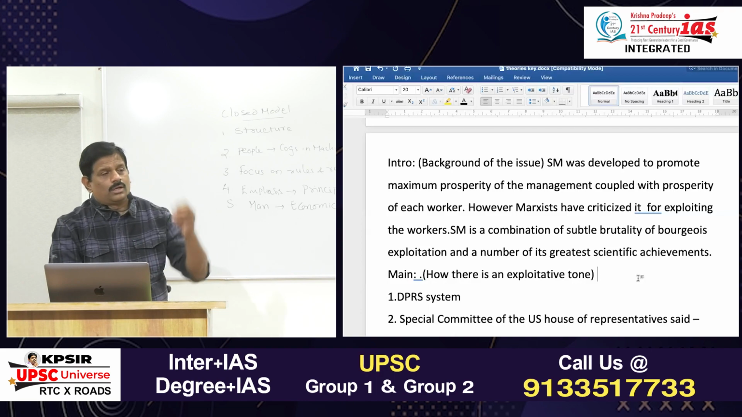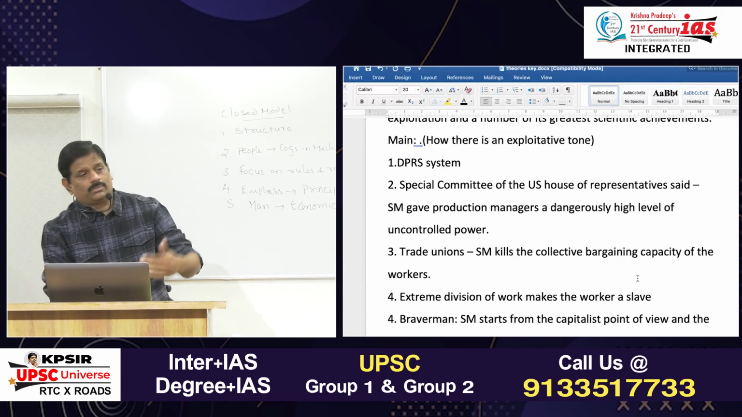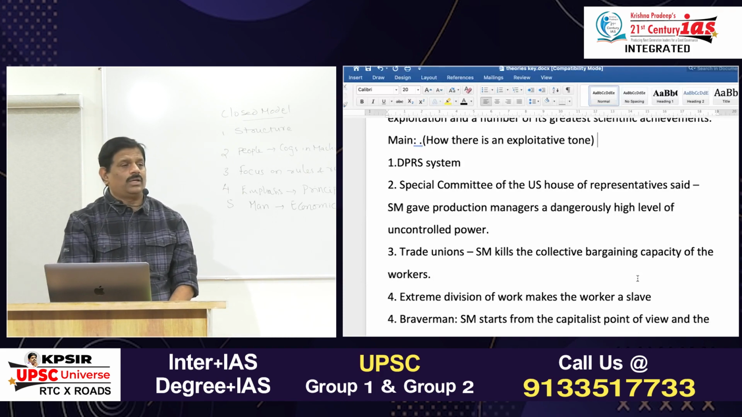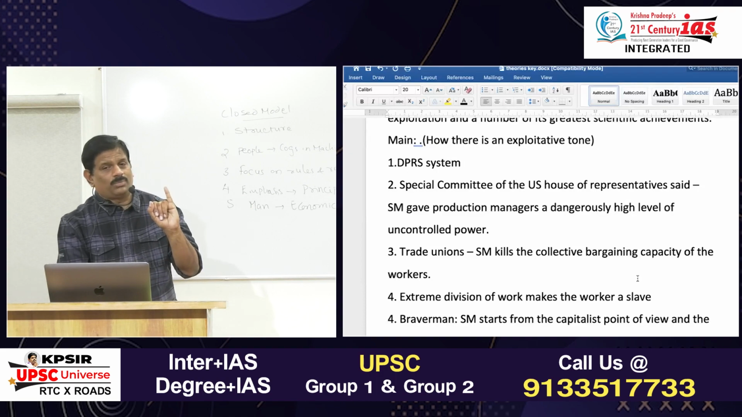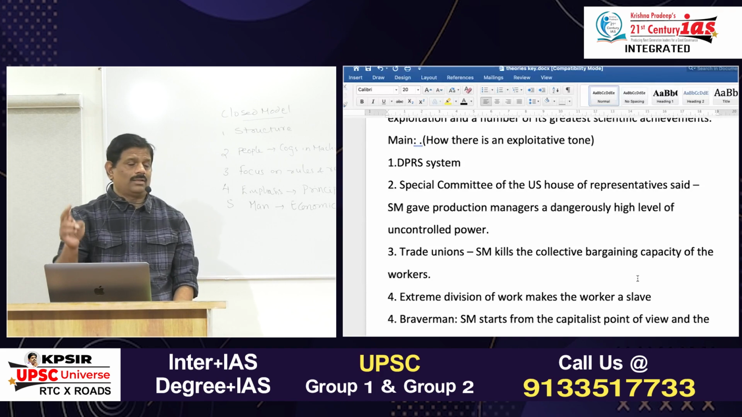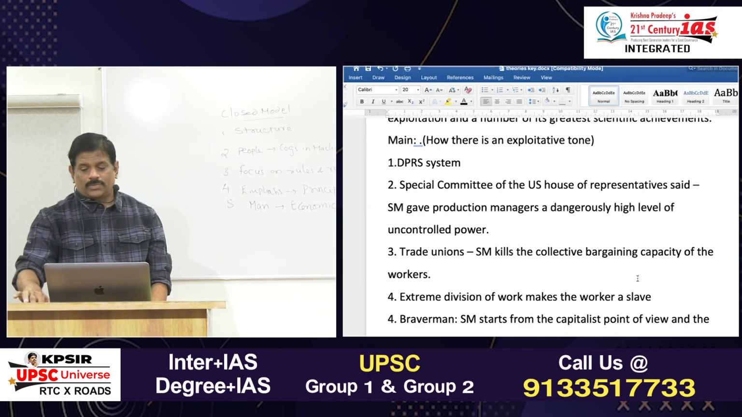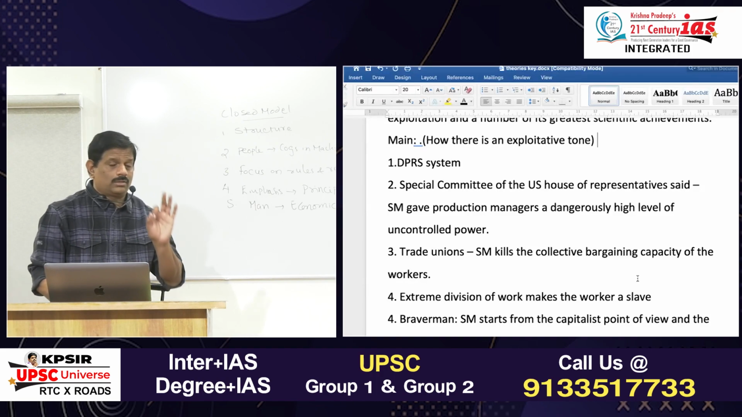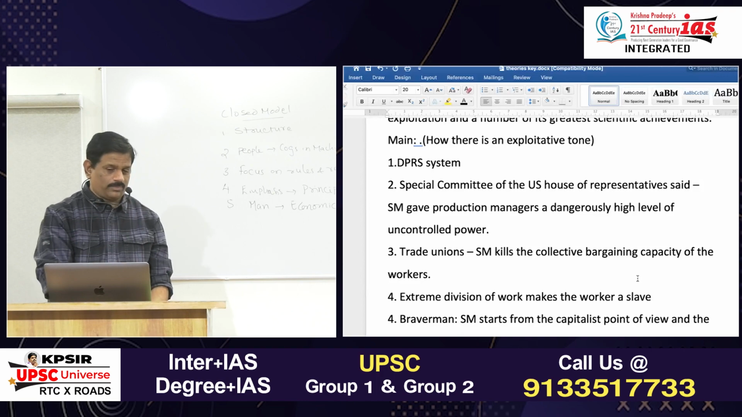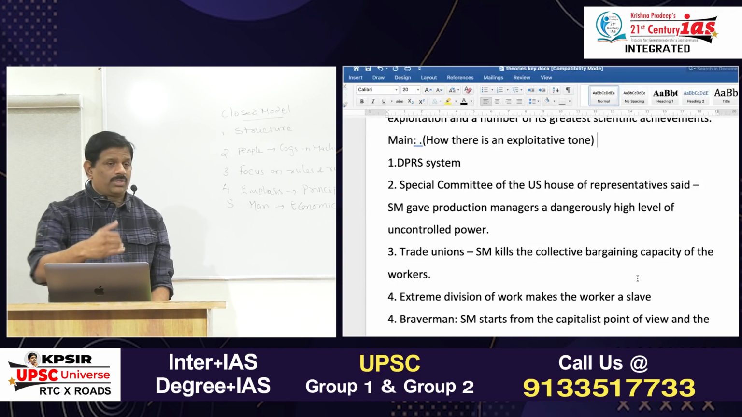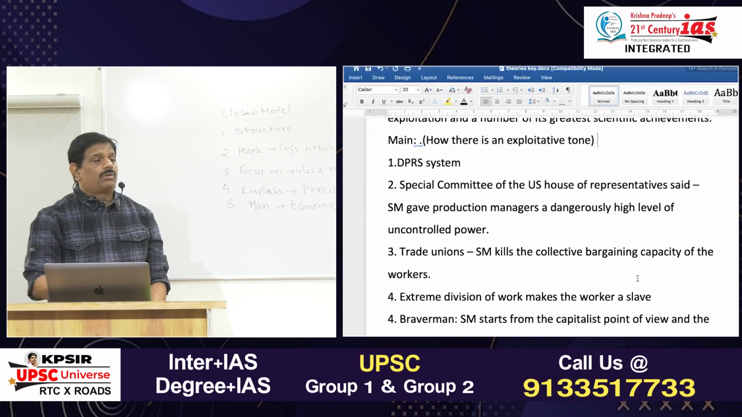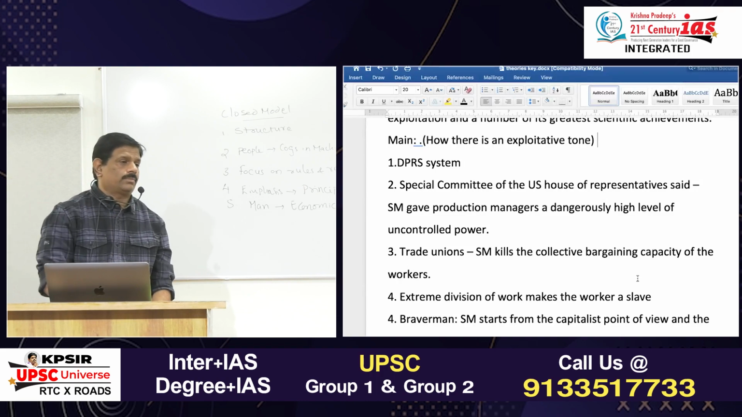And in the main body, you should write about how scientific management is exploiting the workers. Scientific management is exploiting the worker through differential piece rate system. That's the first thing. Second, through the process of standardization. Standardization is another element of exploiting the worker. Standardization of everything. And the third is the division of work. These are the elements of the exploitation. Extreme division of work makes the workers a slave. As I told you already in the previous question, the worker was not even aware of what he is actually working for. So there is an extreme division between the final product and the worker.